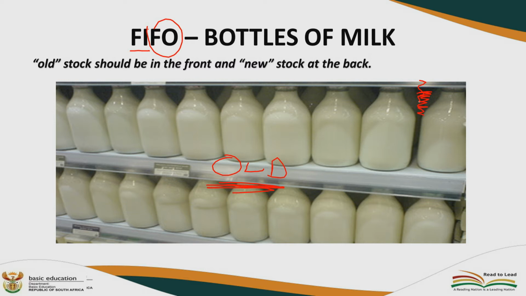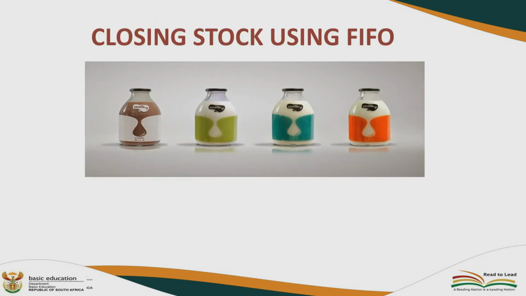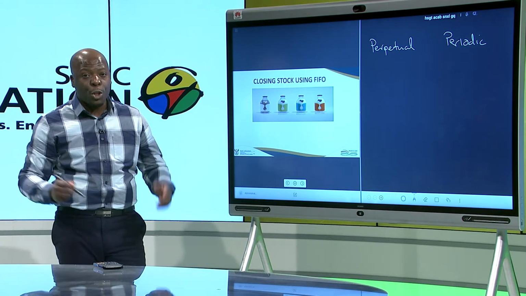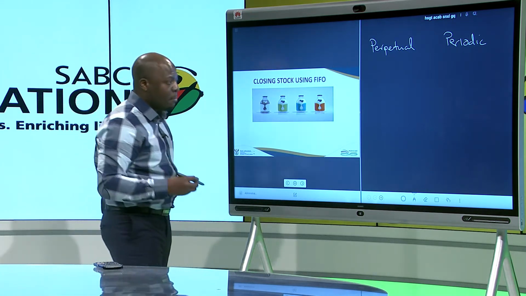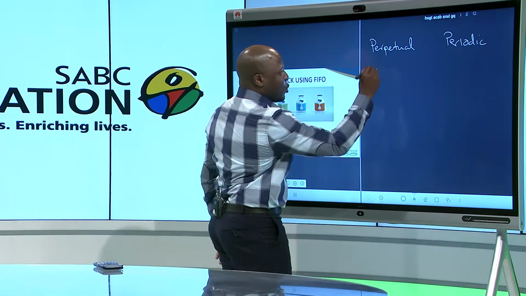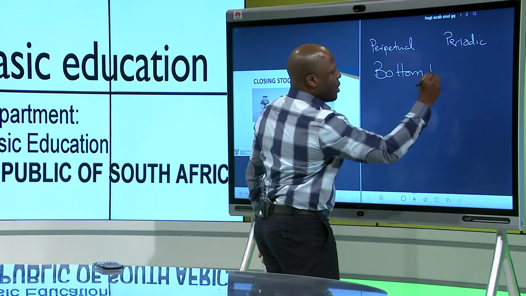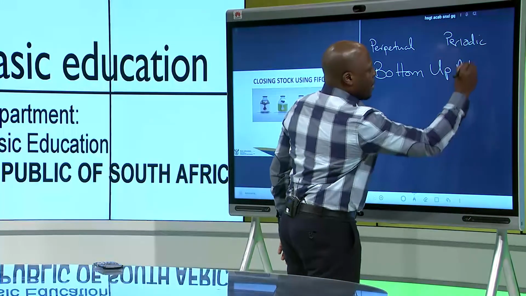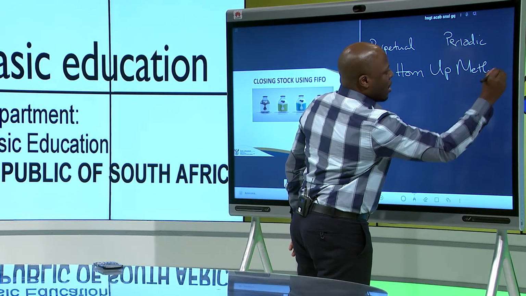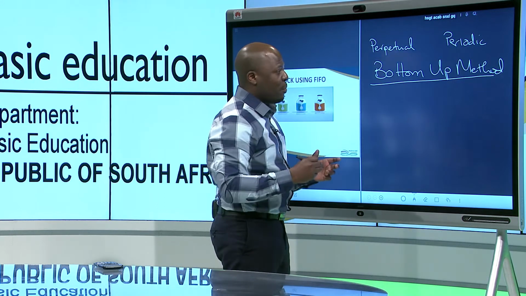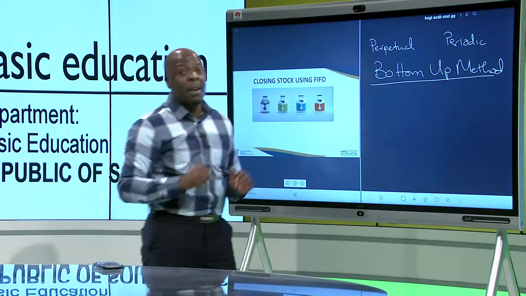Once you've understood that, I now want to explain how first in, first out works. I'm going to introduce you, boys and girls, to a simple method called the bottom-up method. All right? You need to remember this. This is what we call the bottom-up method. It is going to make it easy whenever we are dealing with FIFO.